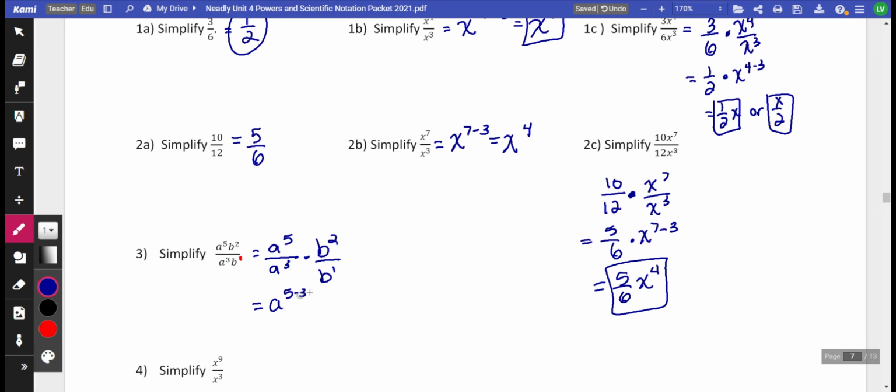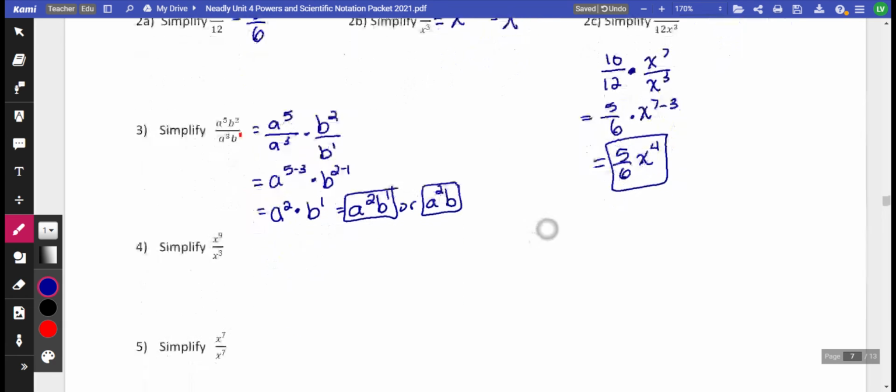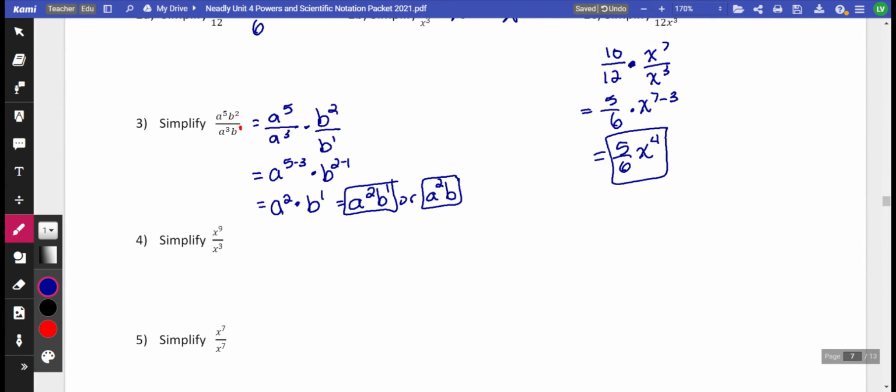A to the 5th minus 3 times b to the 2nd minus 1. A to the 5th minus 3 is a squared times b to the 2nd minus 1 is b to the 1st. So you could have it as a squared b to the 1st or a squared b. It's up to you on whether or not you want the 1 with the b. Both ways are appropriate. Let's try number 4.